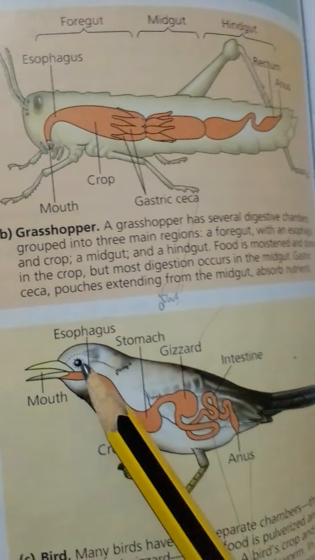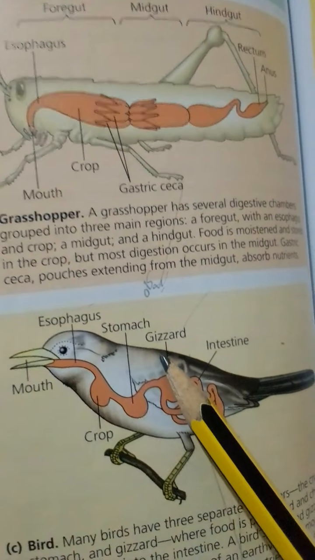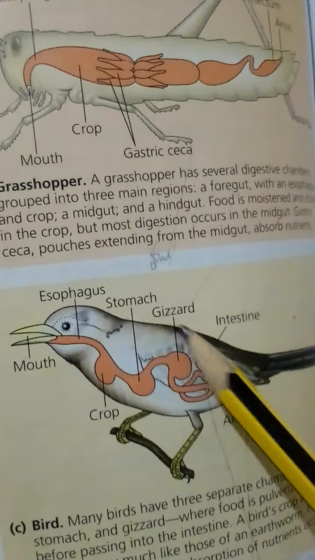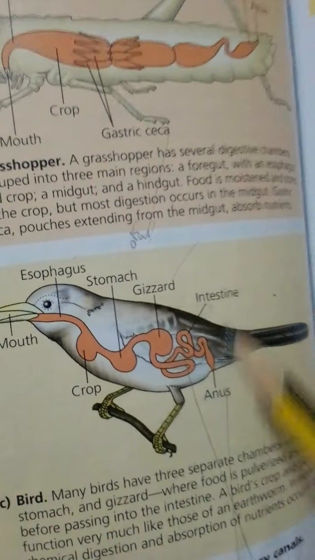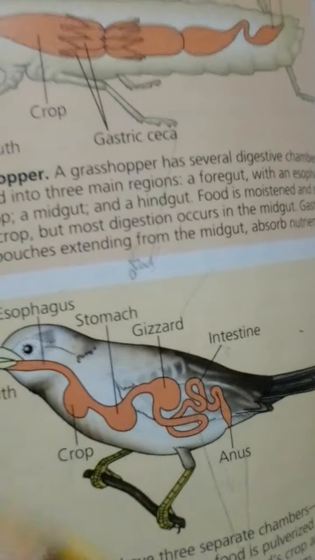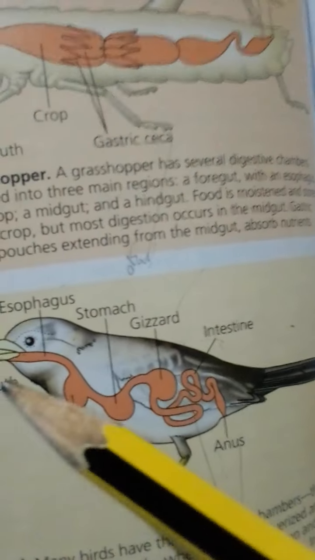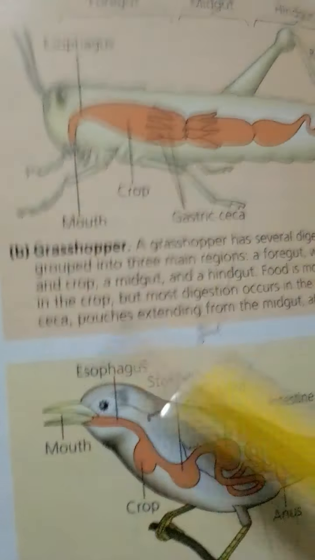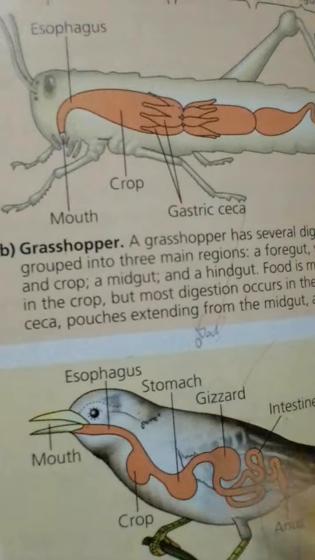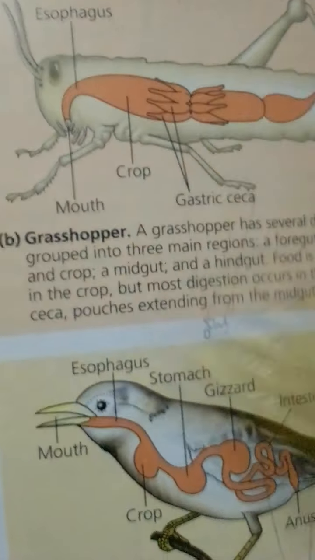Notice the mouth, crop, gizzard, esophagus, stomach, intestine, and anus, in stepwise fashion. Another advantage of a complete digestive tract is the ability to ingest additional food before earlier meals are completely digested, which may be difficult or inefficient for animals with a gastrovascular cavity.